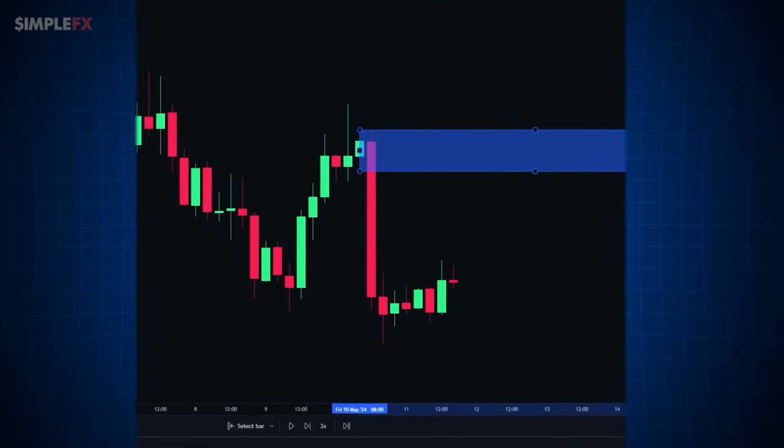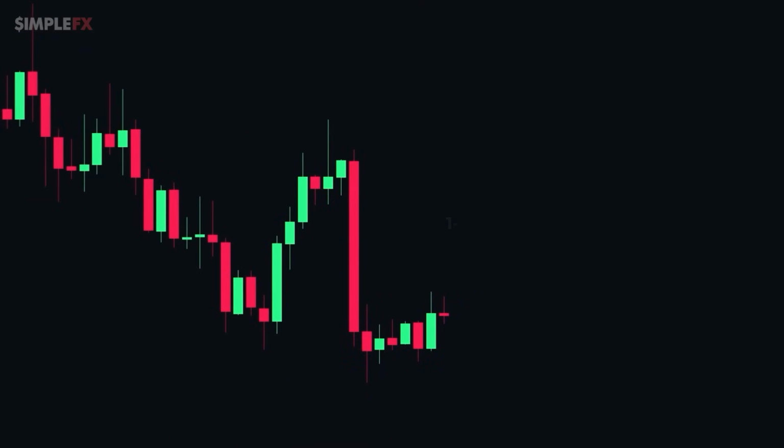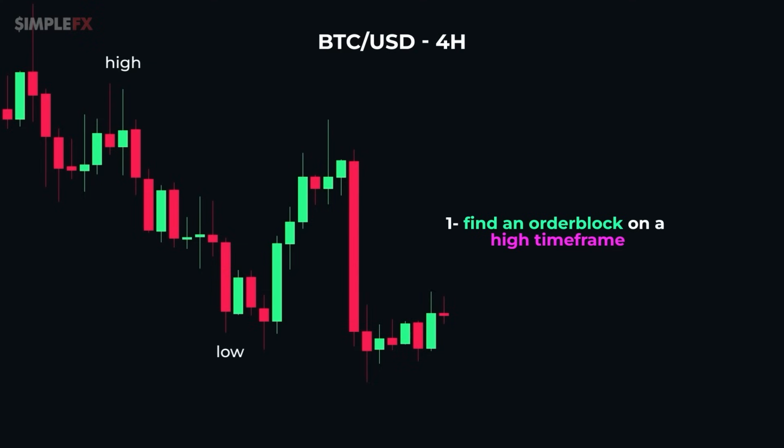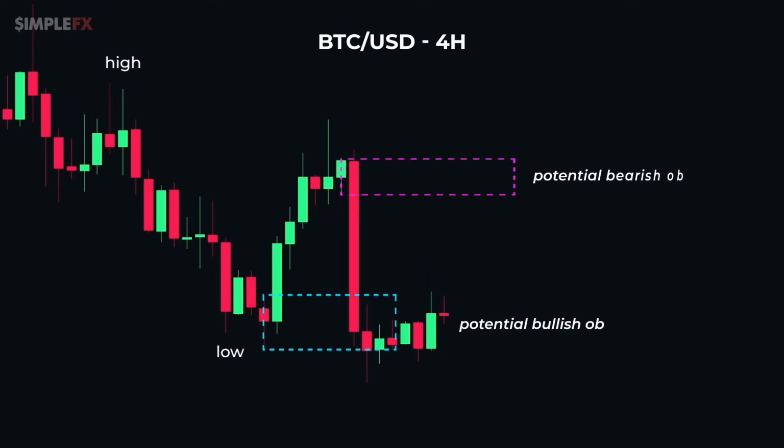Strategy number 1, Multi-Timeframe Confirmation. For this first strategy, start by finding an order block on a higher time frame. In this example, we're using the Bitcoin USD 4-hour chart. At a glance, we can see 2 significant price movements. The first one is moving upward here, and the second is moving downward here. Both of them also have inefficiencies. So, we have 2 possible order blocks, a bullish one and a bearish one.